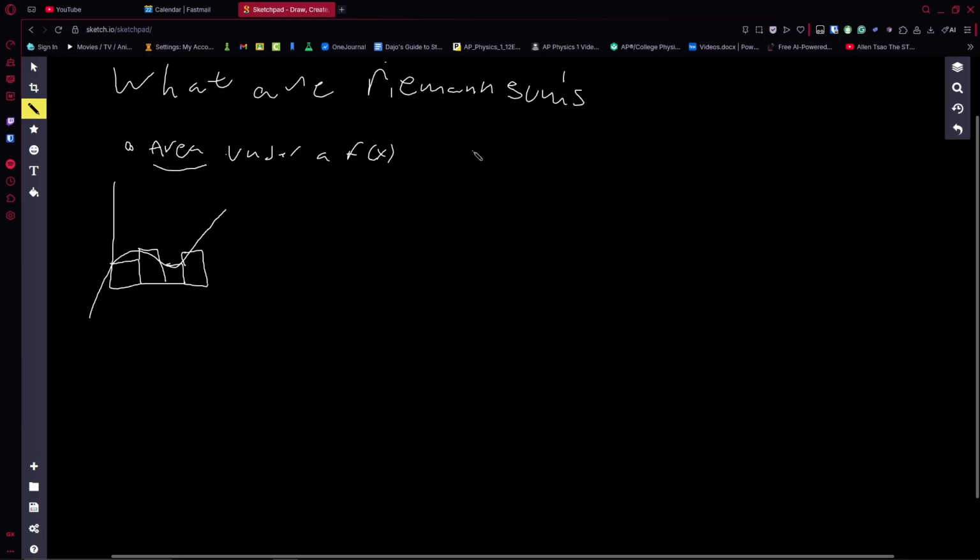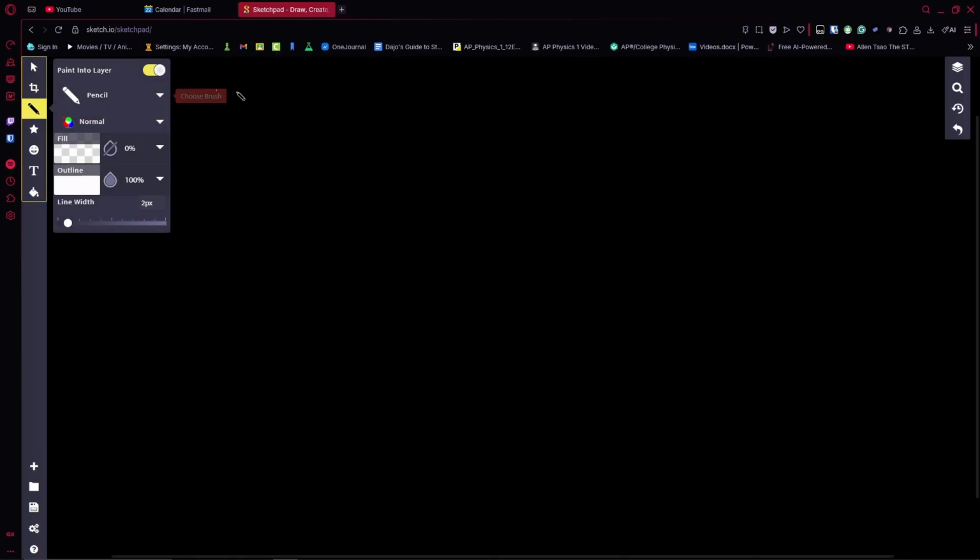So let's talk about the types of these graphs. So the types of Riemann sums, there's 4. There's left, right, middle, and trapezoidal. And what do these really mean? These are the starting points of where the boxes underneath the graph will start, right?